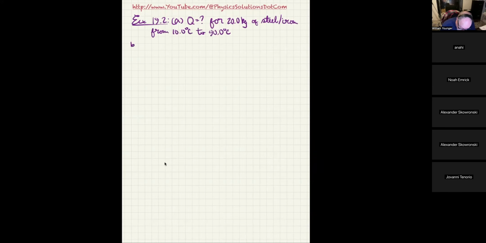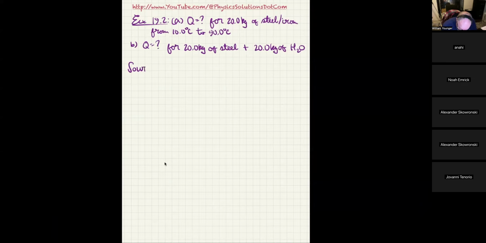And then part B is Q equals question mark for 20.0 kilograms of steel plus 20.0 kilograms of water. Okay, so that's what we're trying to solve here.